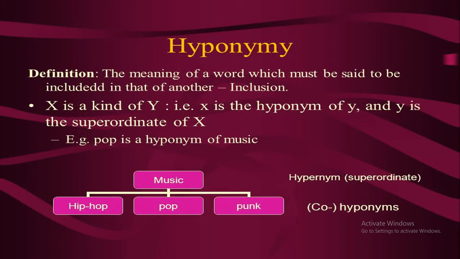relation of inclusion. For example, you have the word music, and we can have some types of music, for example, hip-hop, pop, or punk. So the word music is called a hypernym or a superordinate term, while the other three types of music are called hyponyms.